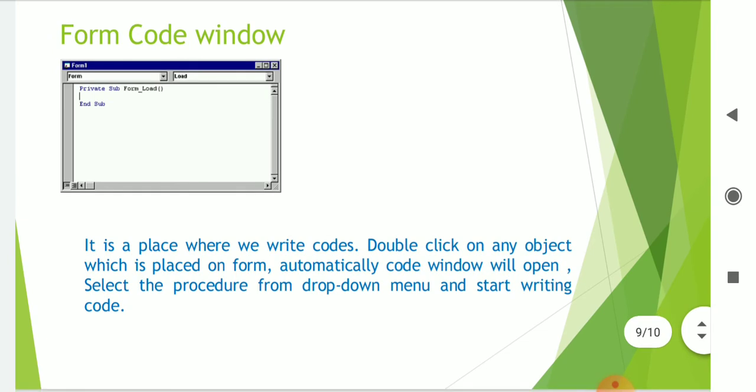Form code window. The form code window will open when you want to code a particular object. You have to double click on that. When you double click on that, then automatically the code window will open in front of you. You have to write down the code of the particular object. For example, on the click of the button, the code will execute and the output will be there. So you have to select the particular procedure from the drop down.